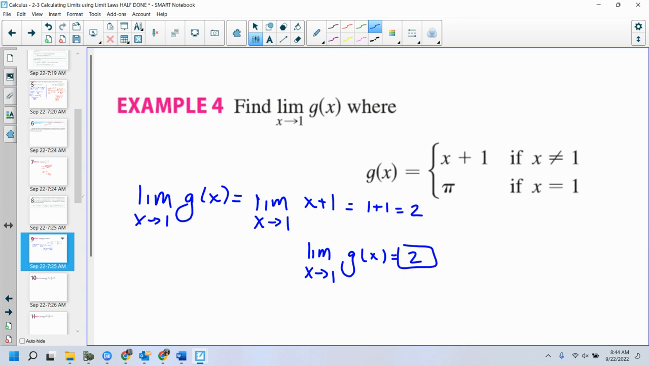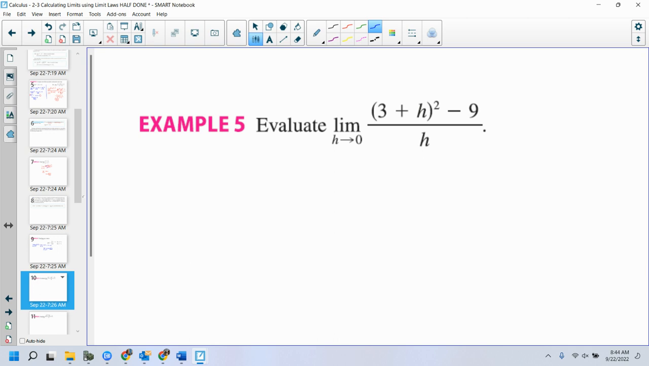So what we did there was we replaced this piecewise function with something that it was going to act like around that value. So you can use direct substitution, but you have to be a little tricky with it. You have to be a little particular, because you can't be looking at where it's happening. You have to be looking at what around where it's happening.